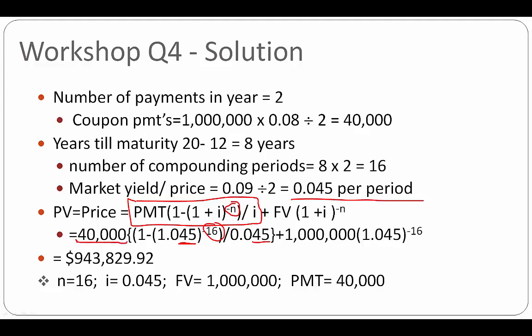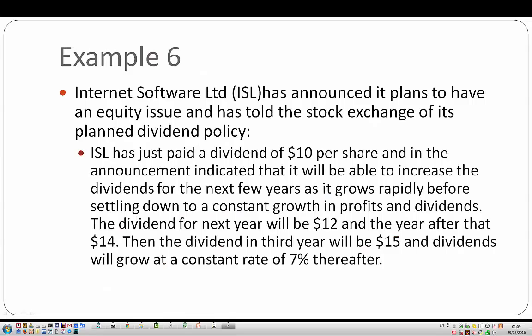And what is the annuity? The annuity is $40,000. That's the coupon that's being paid. So that's 4% of the face value. Here we have the face value at the end, again being discounted by the same discount rate, 4.5%, from 16 periods away. And that gives us 943,829.92. Down the bottom here, we've got some numbers for those of you who feel like doing this in financial calculators.